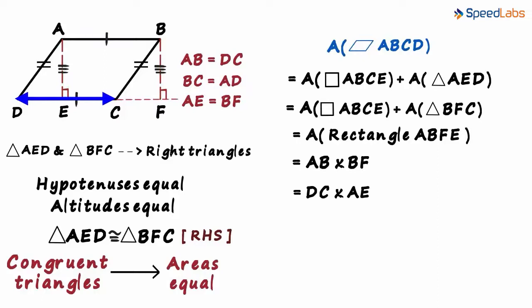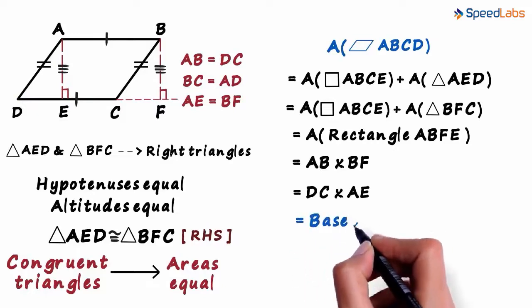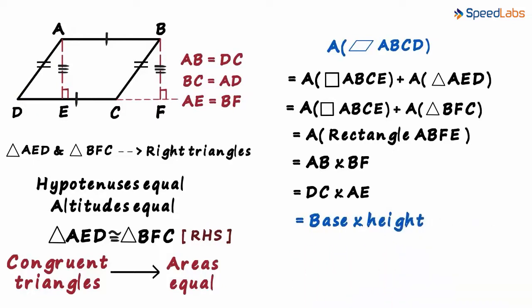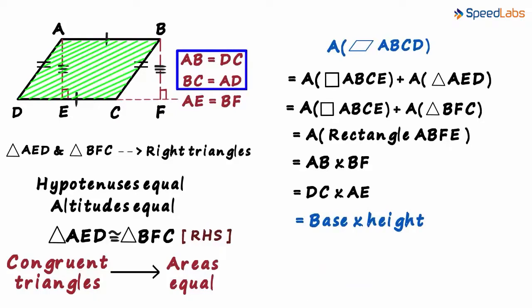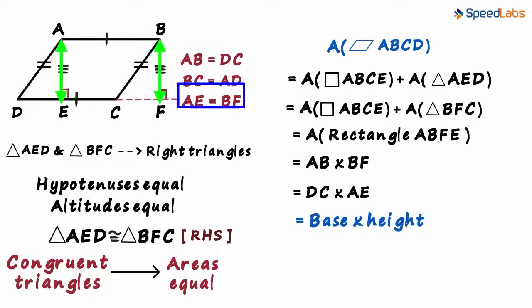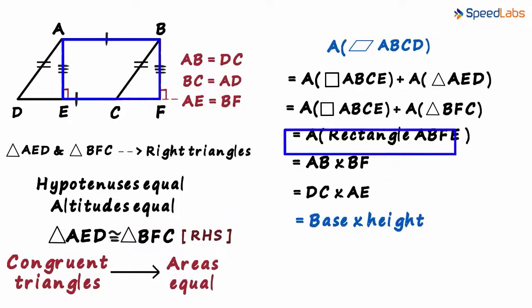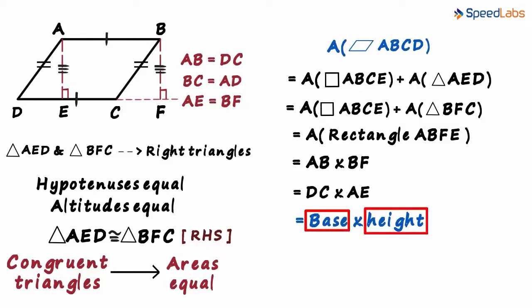DC is the base of the parallelogram and AE is its height. So this is base multiplied by height. That's the formula for the area of a parallelogram. To find the area, all we did was draw two altitudes, prove the congruency between these two triangles, and find the area of this rectangle. So the area of any parallelogram is equal to its base multiplied by its height.